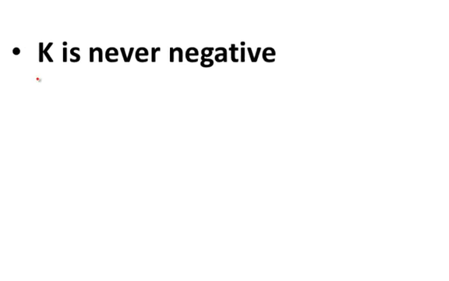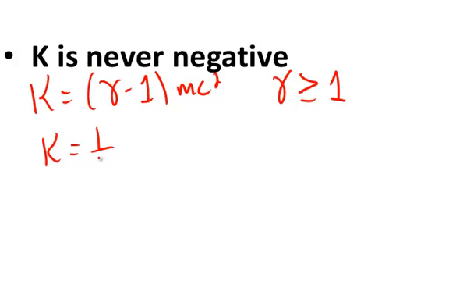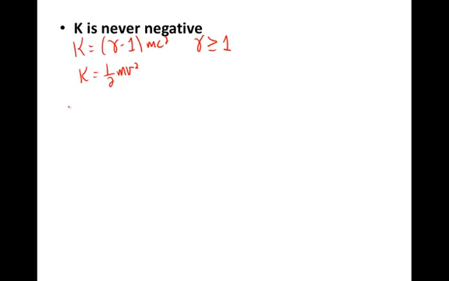In this section, we're looking at graphing the different energies, and the key really is the fact that K, the kinetic energy, is never a negative quantity. We can see this for the relativistic kinetic energy, because K is equal to gamma minus 1 mc squared. Gamma is greater than or equal to 1, which means that gamma minus 1 is always going to be 0 or larger. If we look at the low speed approximation, we have that K is 1/2 m v squared, and whether or not v is positive or negative, v squared will always be a positive value. So the kinetic energy of a system can never be negative.